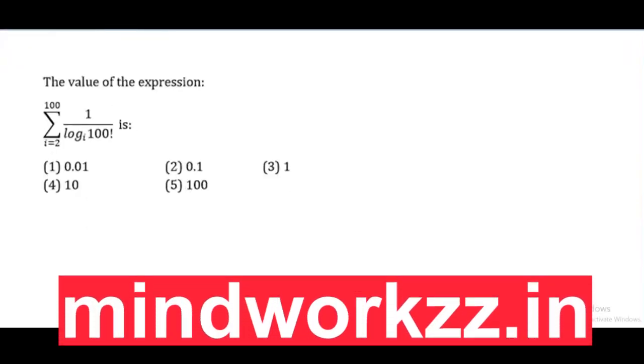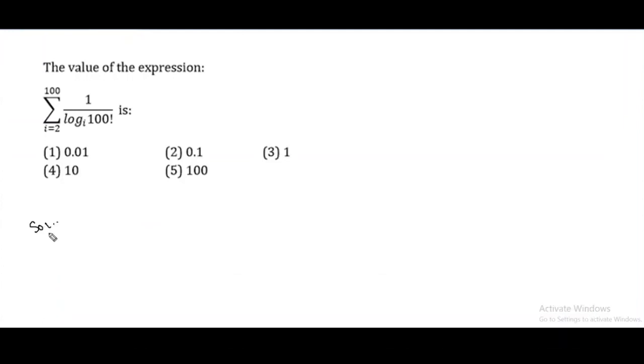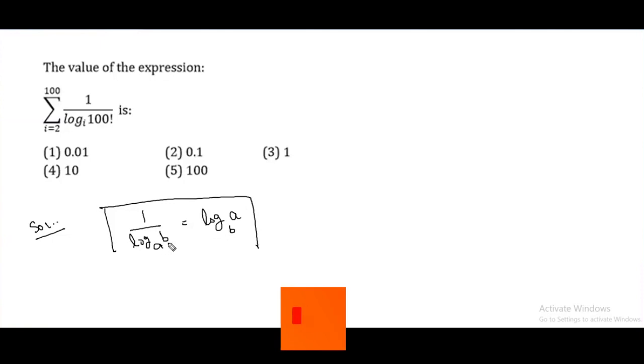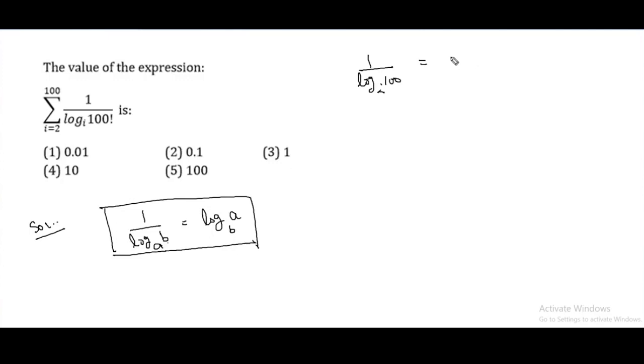This is log. Again, if you know the simple rule of log, 1 upon log a base b, these two are interchanged. It is equal to log b base a. The same logic we can apply here. If it is given 1 upon log 100 base i, I can write it as log i base 100. That will be interchanged.